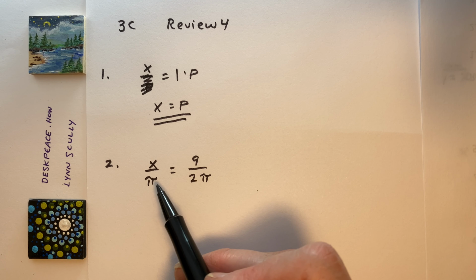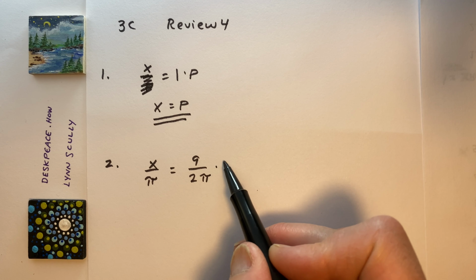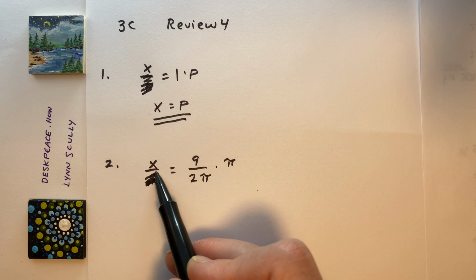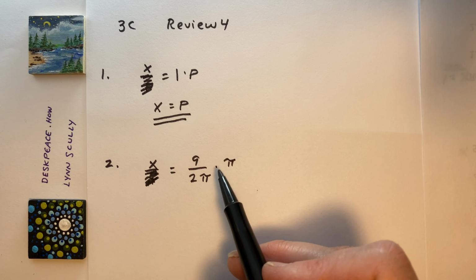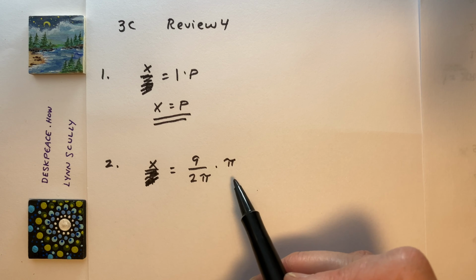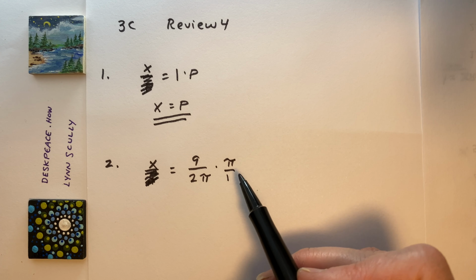Number 2, x over pi equals 9 over 2 pi. I want to get the x alone. Pi is attached by division. I'm going to move it by multiplication to the other side of the equal sign. I put it at the top because I know I'm going to multiply tops and bottoms. If you'd like to put a 1 here, you can.